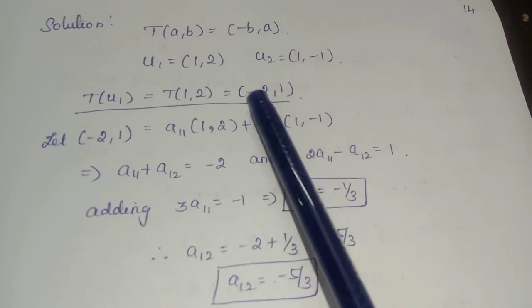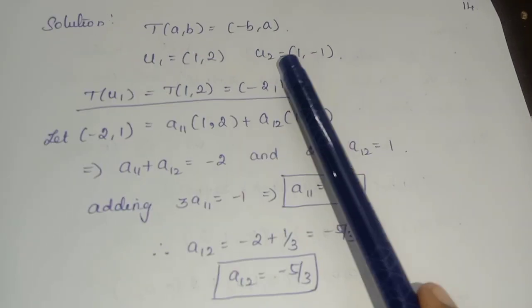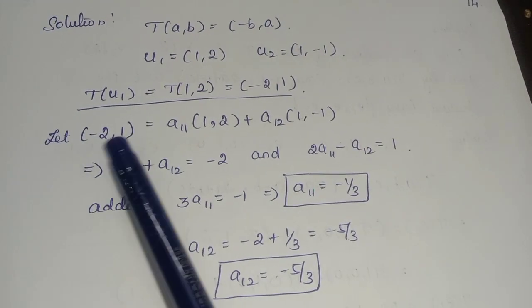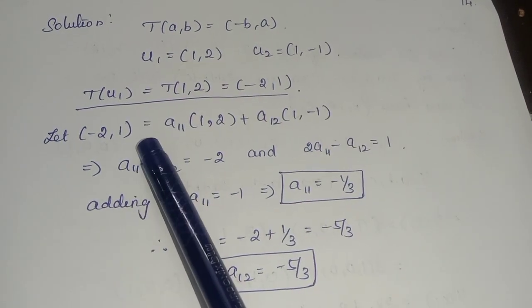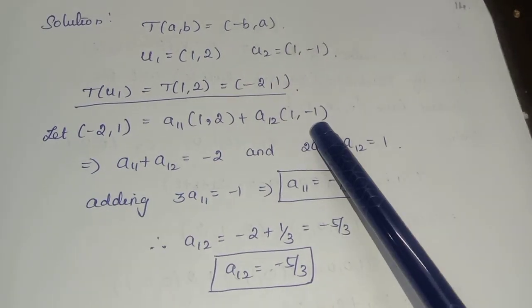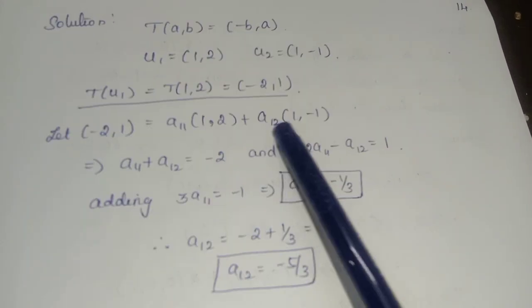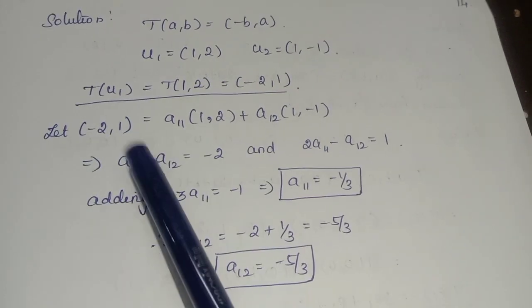What you have to do? Write this vector as a linear combination of this U1, U2. Okay, so I am going to take minus 2 comma 1. This is the vector, no, image. Minus 2 comma 1 is equal to a11 into U1 plus a12 into U2, because I don't know what will be the coefficient. For what coefficients these two will be equal, that I don't know. I have to solve and find.